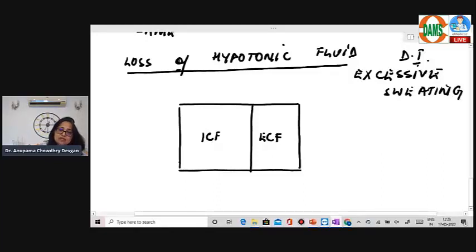So loss of fluid is from the ECF, but this is a dilute fluid. That means there is more loss of water and less loss of solutes. So what will happen? Even though the ECF volume reduces, the ECF osmolality will increase. That means there is a shift of fluid from ICF to ECF till the osmolality is the same on both sides.